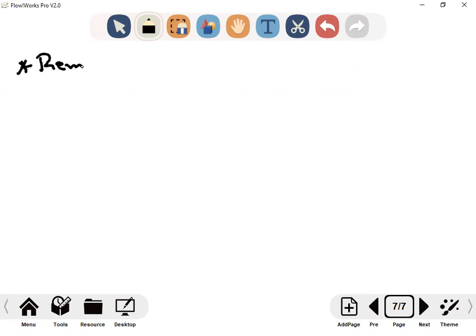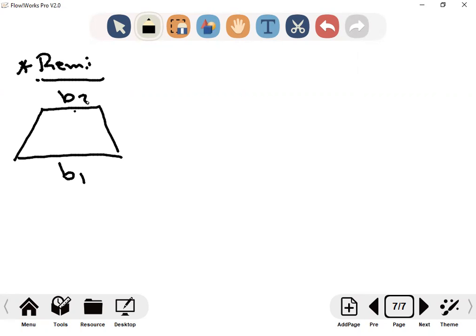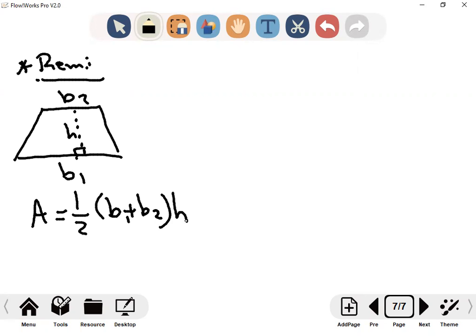Remember the trapezoid. If you remember, we have base 1, base 2, and height. The area of the trapezoid is half, base 1 plus base 2, multiplied by the height. Remember we took that before. This is the area of the trapezoid. Leave it aside.